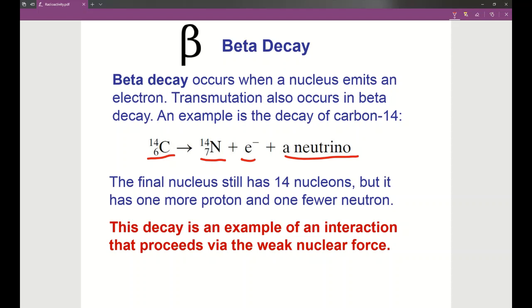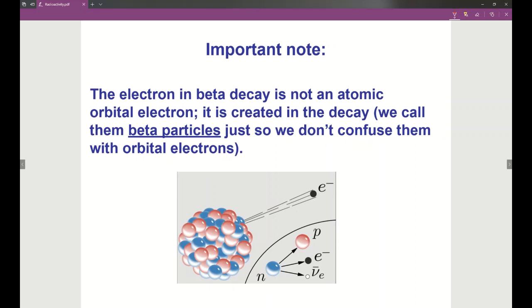Now, that's pretty much all you have to know about the weak nuclear force. Again, from last unit, it's a little confusing, but just know that the weak nuclear force causes beta decay. Now, an important note here is that the electron in beta decay is not an atomic orbital electron. It actually comes directly from the nucleus. The nucleus itself yeets this electron directly from the nucleus. And that's why we call them beta particles, so we don't confuse them with the orbital electrons around the nucleus.